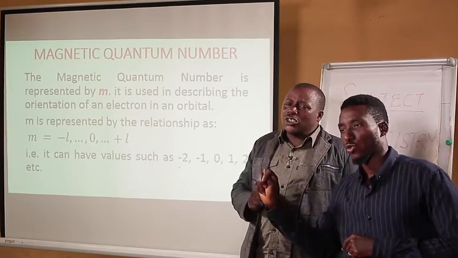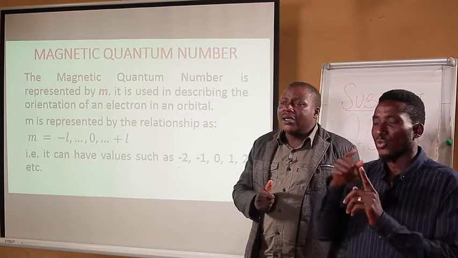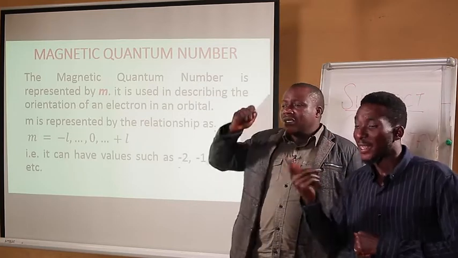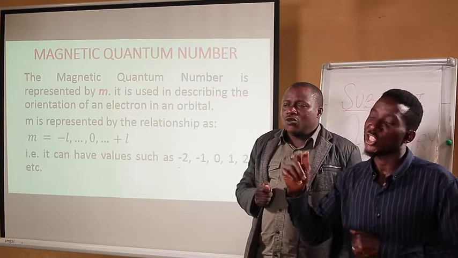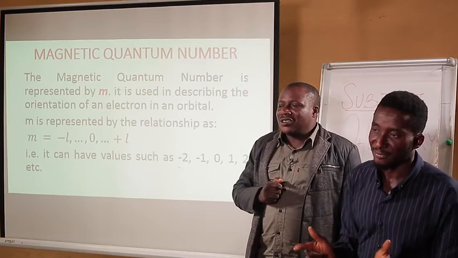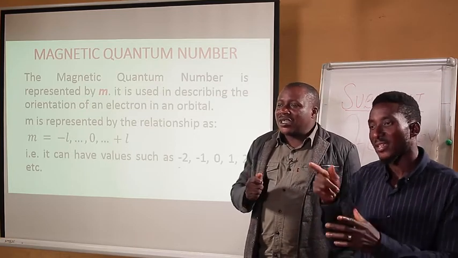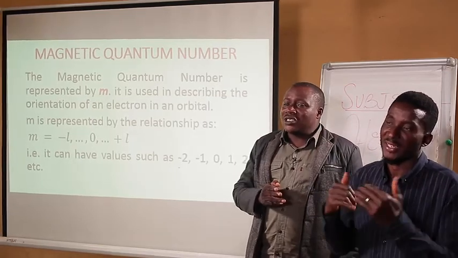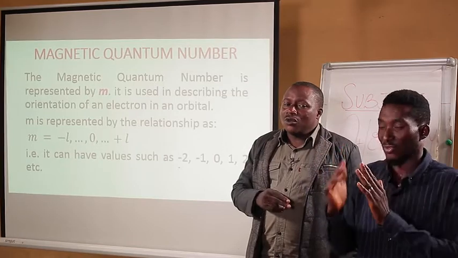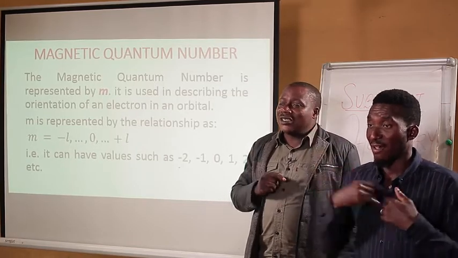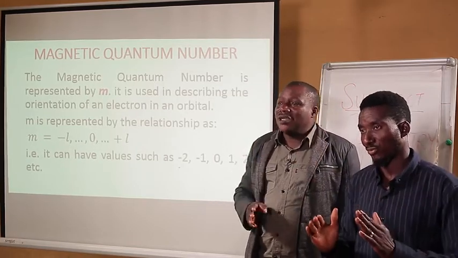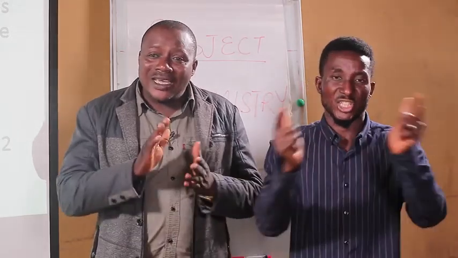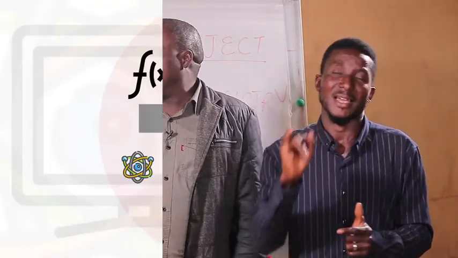For example, I made mention that the p orbital is threefold degenerate, which means it has 3 rooms in it. The d orbital is 5-fold degenerate, which means it has how many rooms in it? 5 rooms, while the f orbital has 7 rooms, that is 7-fold degenerate. What are degenerate orbitals? They are orbitals of the same energy level.